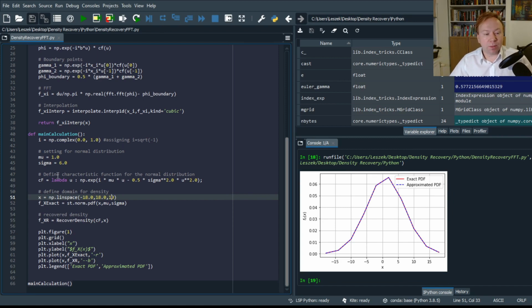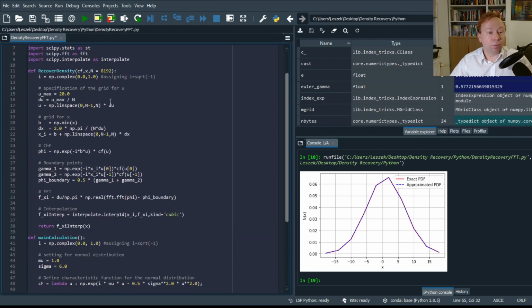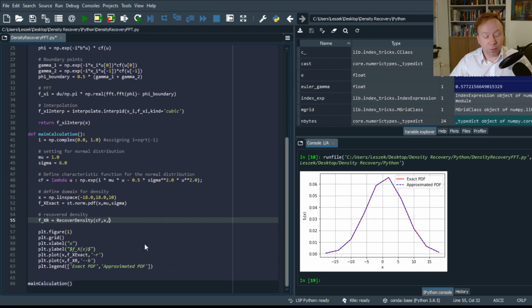And for the input parameters that we have chosen, you cannot really destroy this function. I think if you play with the number of points that are used in the Fourier transformation, for example, here we do not use the default number of 8,192, but let's say 10.